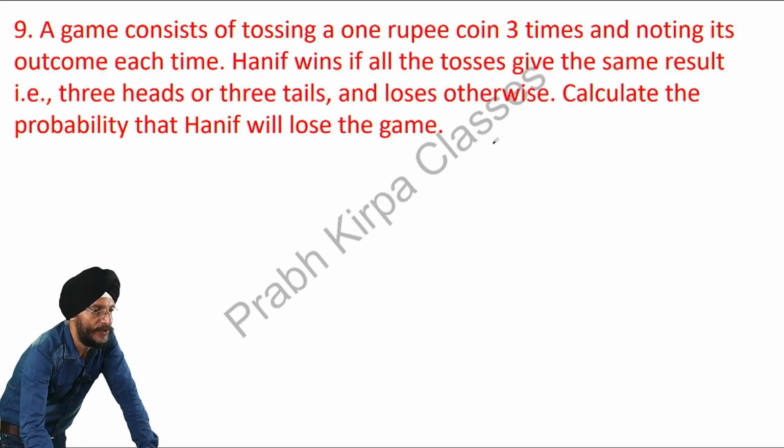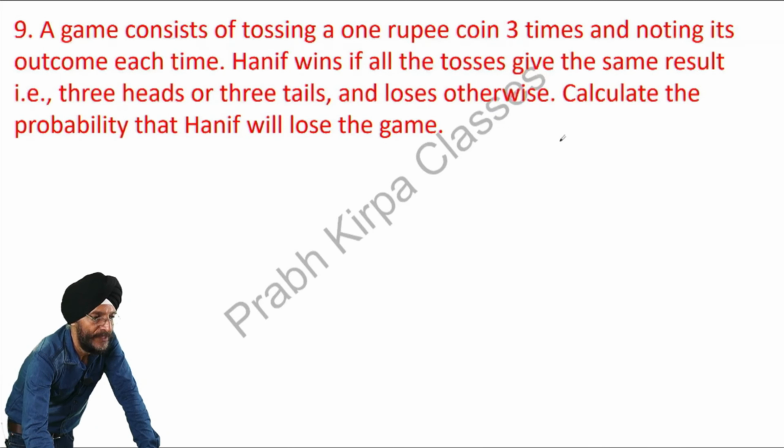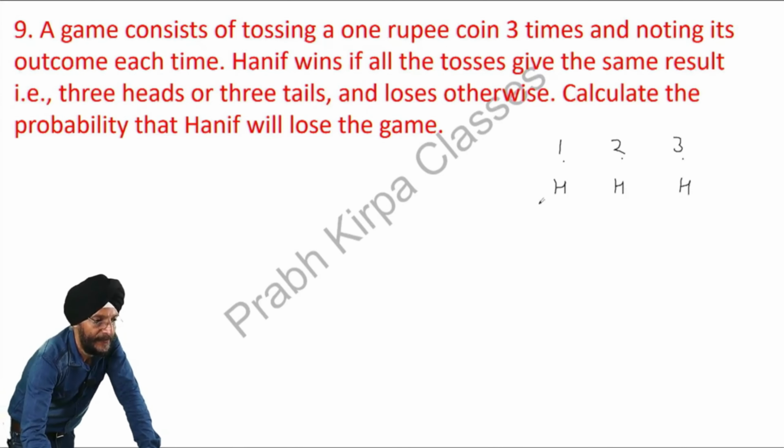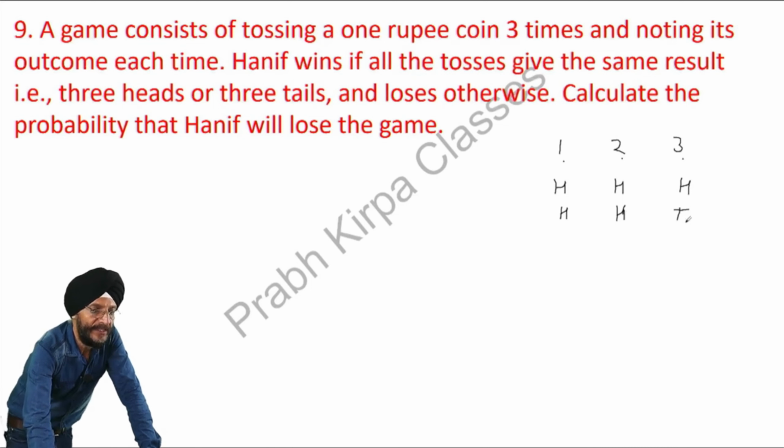So what is given in the question, that there is a 1 rupee coin and it is tossed 3 times. This is the first time, this is the second time, this is the third time. So what are the possible outcomes? It may be possible that on all the 3 occasions he may get head. Then it is possible that on 2 occasions he gets head and tail in the third.